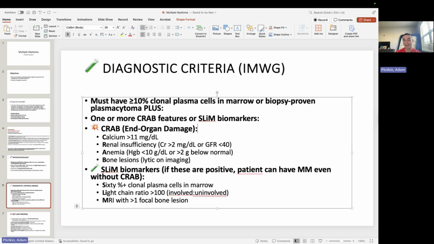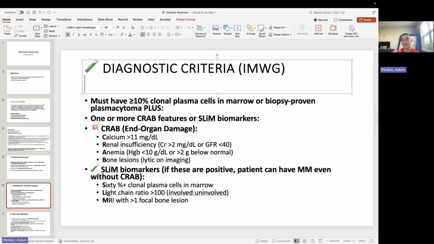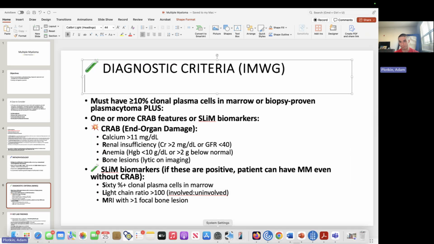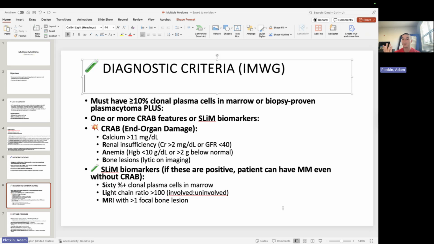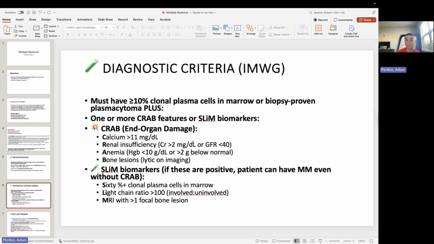Again, for your tests, I want you to know the CRABs, and I want you to know the greater than 10% clonal plasma cells in marrow or biopsy-proven plasmacytoma. Okay? That's what I want you to know. Again, these Step 1 questions are going to be asking you more about pathophysiology or what other symptoms we would expect to find. So kind of like the question I posed, I see that as more of a Step 1. Okay, we've got enough of these CRAB mnemonics. What else might we expect to see? For Step 2, they might be asking you what would be the next diagnostic step.